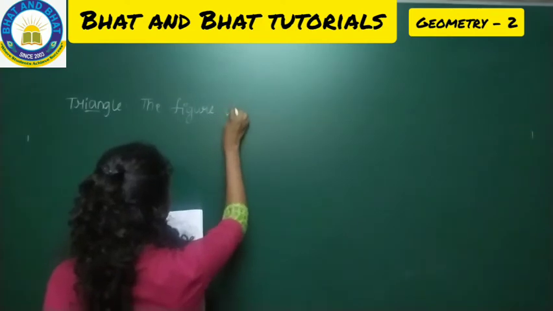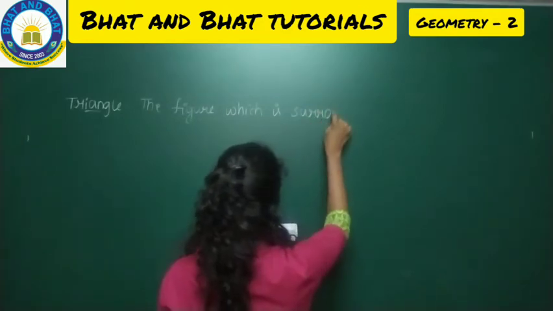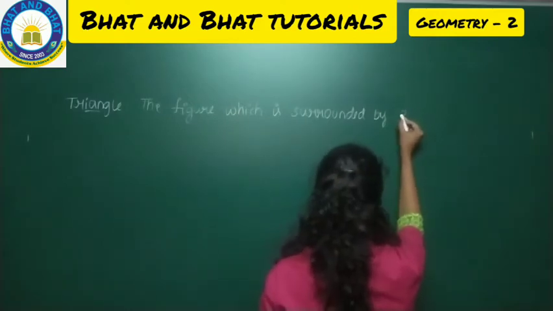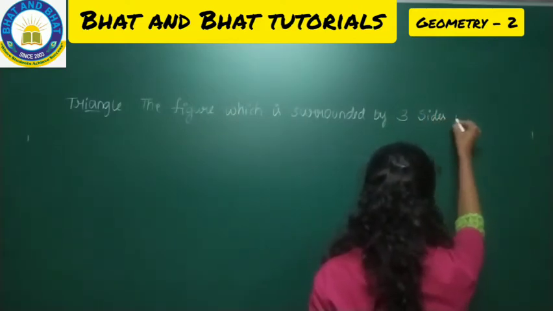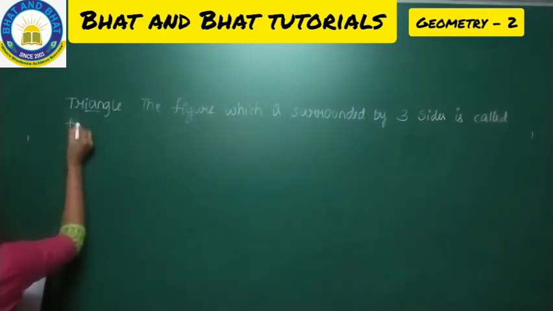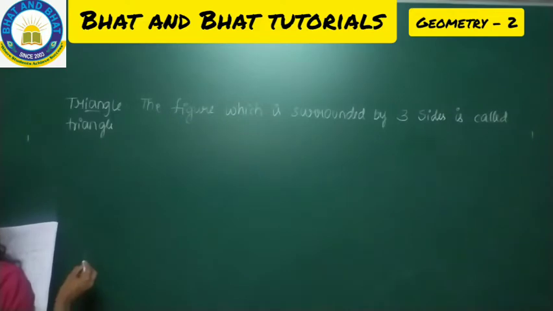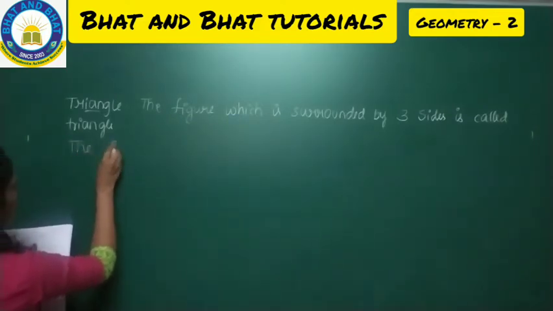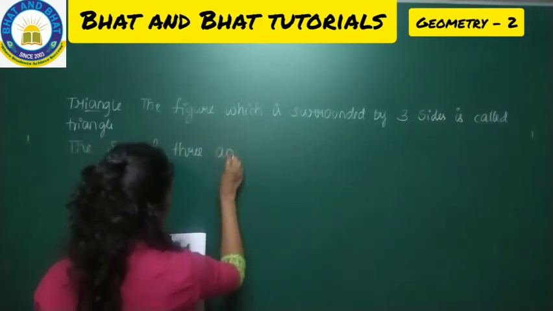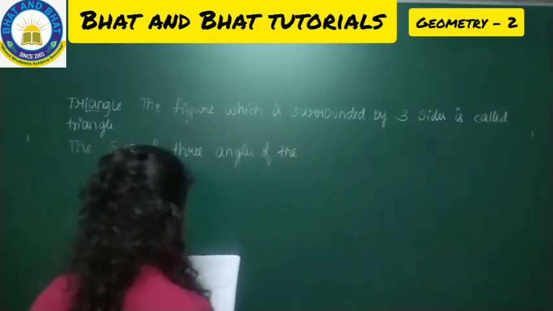which is surrounded by three sides is called a triangle. Under that, the sum of the three angles of the triangle is 180 degree.